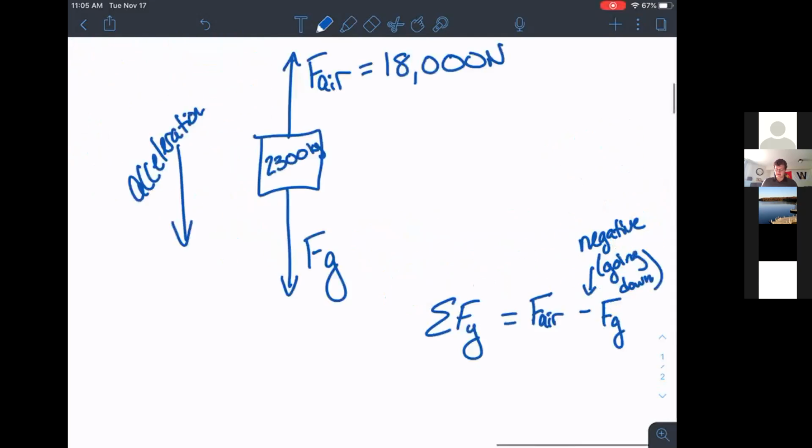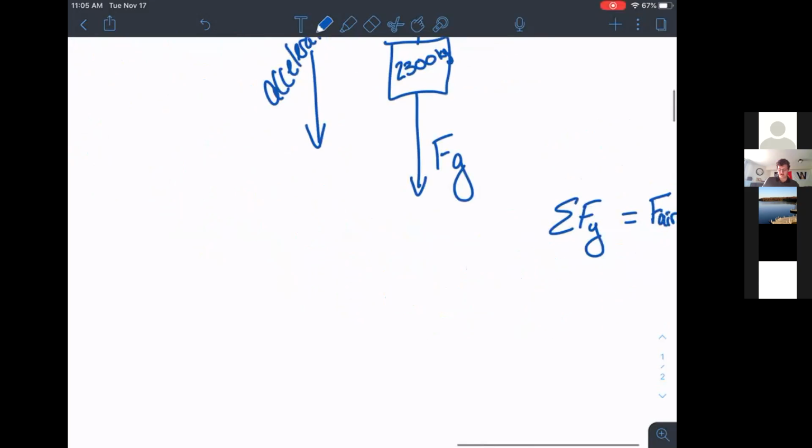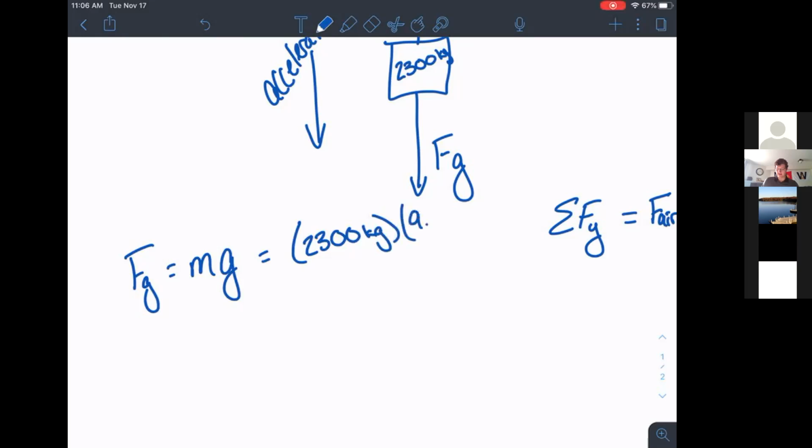I have my air resistance and I need to find my force of gravity so that I can figure out what my total force is in the y direction, in order to figure out my acceleration at the end. So in order to figure out my force of gravity, I need to know my mass and my acceleration due to gravity on Earth, which means that if I know the mass to be 2,300 kilograms, and we know the acceleration due to gravity is 9.81 meters per second squared, I can figure out my force of gravity, which ends up being 23,000 newtons when rounded.